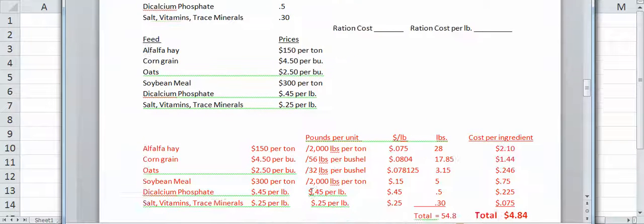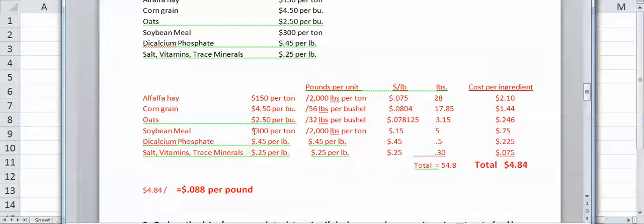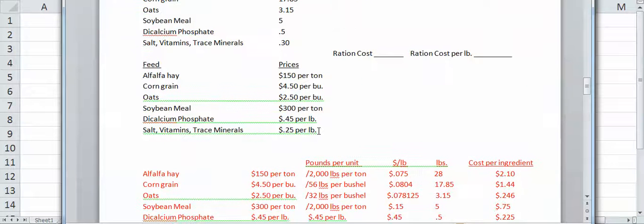dollars per pound. So you can see what I've done here by hand is I've taken my price per unit, turned that into price per pound by dividing pounds per unit, and then multiplying that by pounds of ration to get cost per ingredient. And then I can add up my cost per ingredients to get total cost of the feed ration, and then divide that by pounds of feed ration. Much, much, much easier to do in a spreadsheet.